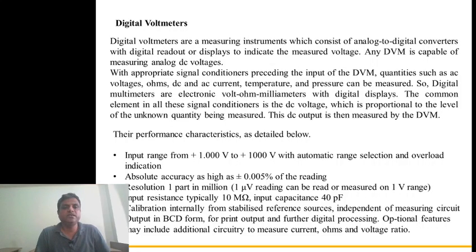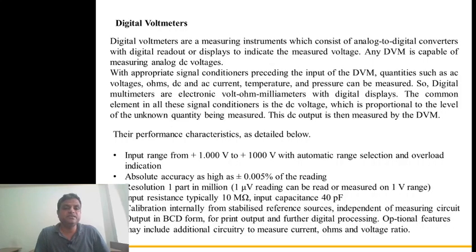Quantities such as voltage, resistance, DC and AC current, temperature, pressure can also be measured. It means with the help of the digital voltmeter, if we have the appropriate signal conditioning instruments, then we are able to measure AC voltage, resistance, DC and AC current, temperature, pressure, etc. It means a digital voltmeter is also called a digital multimeter. So these digital multimeters are electronic volt ohm meters with digital display.